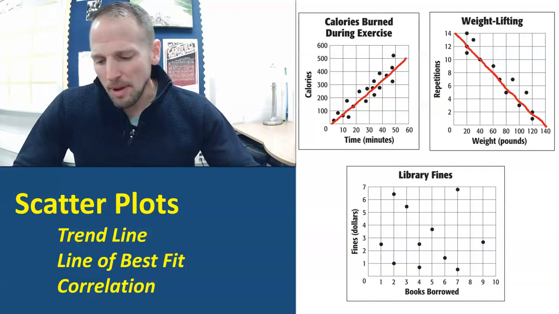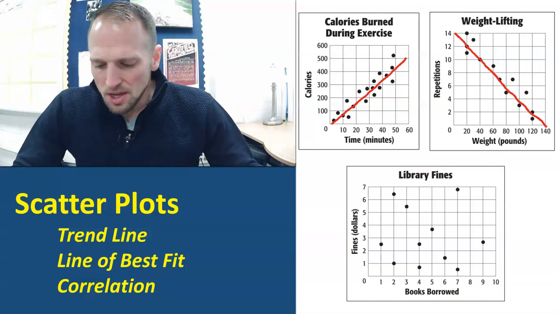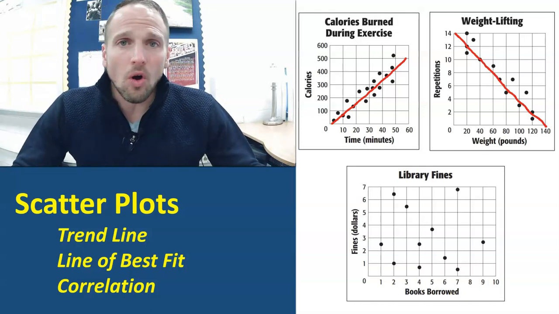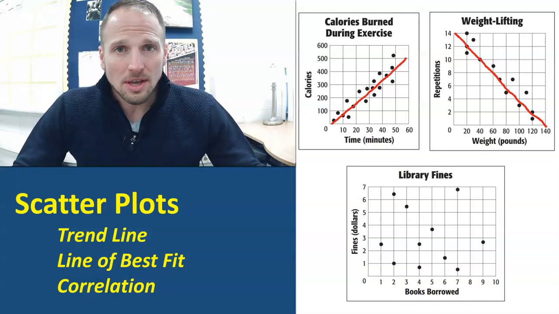Let's look at the bottom one, the library fines. So talk about drawing a trend line through this. Yeah, as I look at that, those dots are just kind of all over the place.